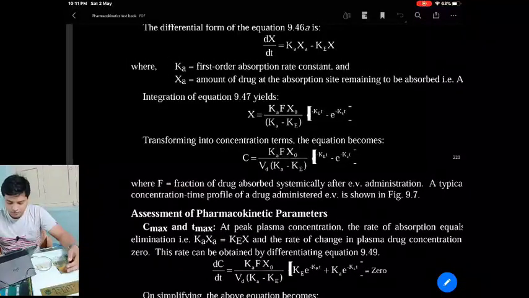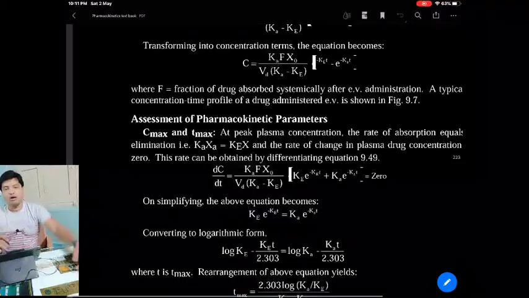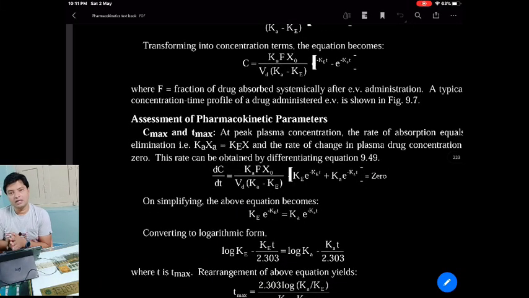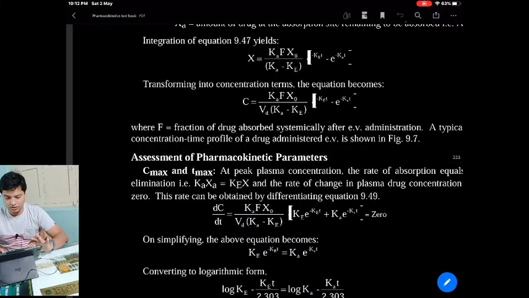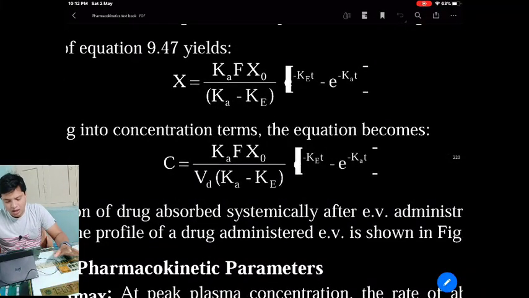Okay, so he says F is the fraction of drug absorbed systemically, fraction of drug absorbed. Okay, now we see here, whatever is possible, this is the equation. So if you see what we try to do, we try to give the equation for Ka and Ke. Okay, this is the equation for Ka and Ke.